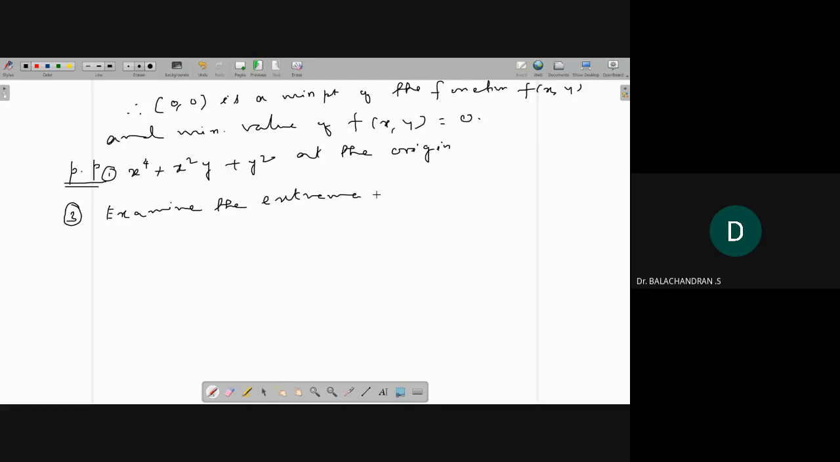Examine the extrema of the function sin x plus sin y plus sin of x plus y, where 0 less than or equal to x comma y less than or equal to pi by 2.